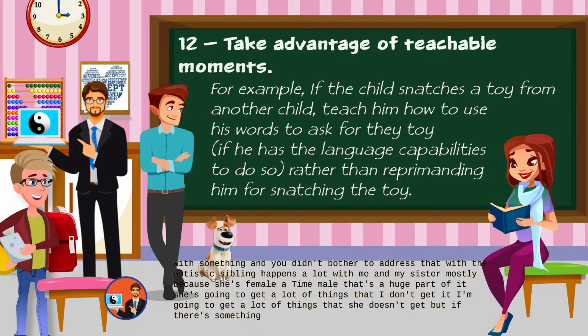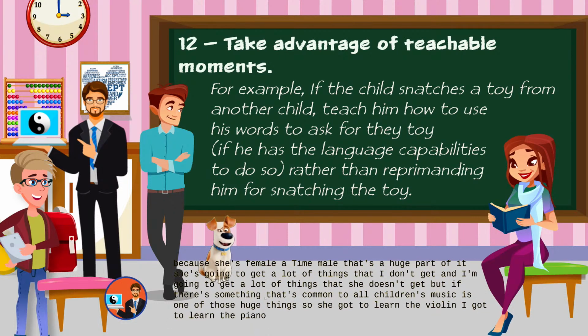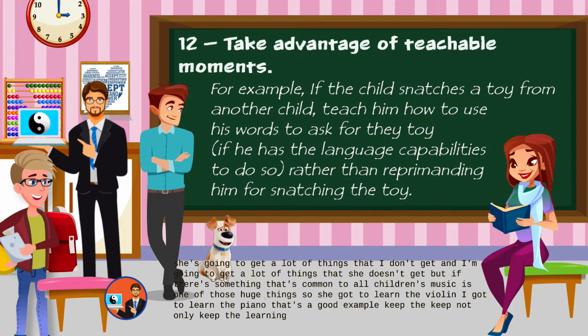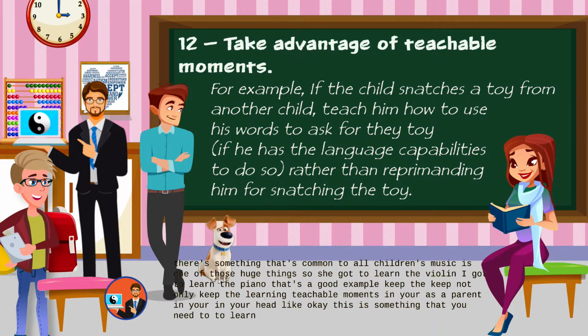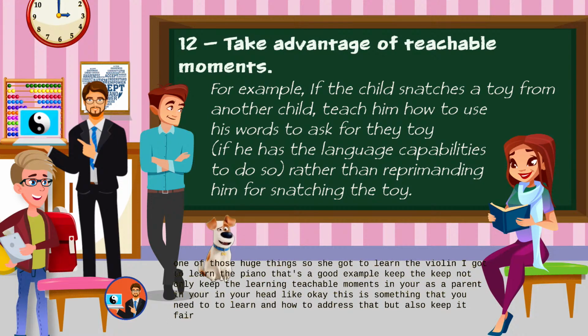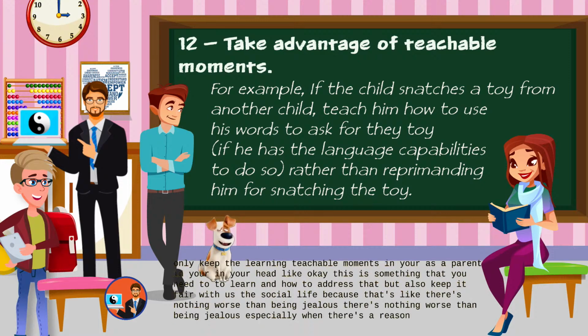But if there's something that's common to all children, music is one of those huge things. So she got to learn the violin, I got to learn the piano. That's a good example. Not only keep the learning teachable moments in your head as a parent, like, okay, this is something that you need to learn and how to address that, but also keep it fair with the social life. Because there's nothing worse than being jealous.